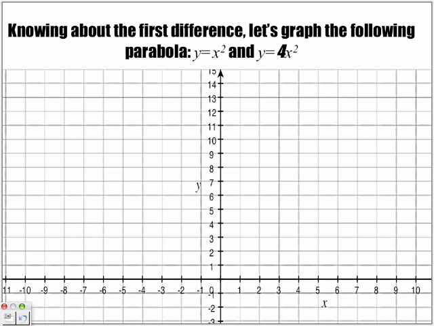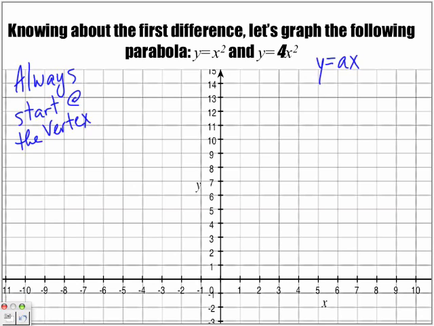We said the most important part, always start at the vertex. Whenever our parabola is in the form of y is equal to ax squared, the vertex is always 0, 0. So let's start at 0, 0. Okay? So always start at the vertex.